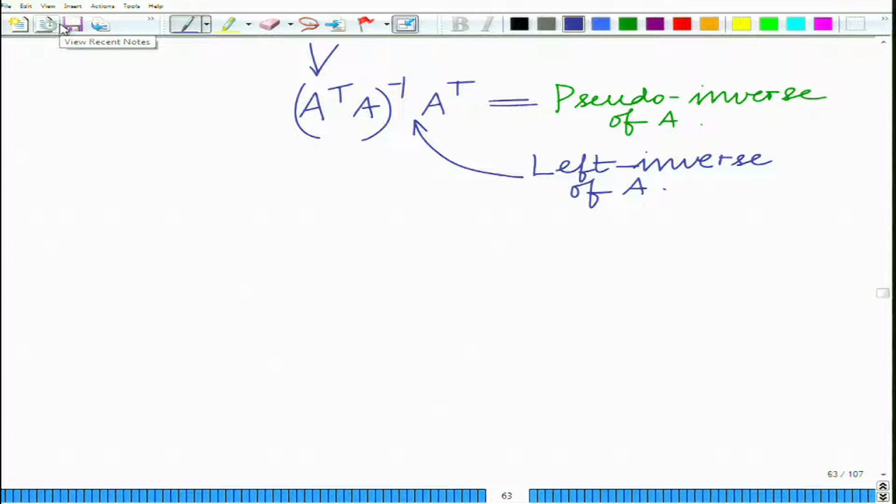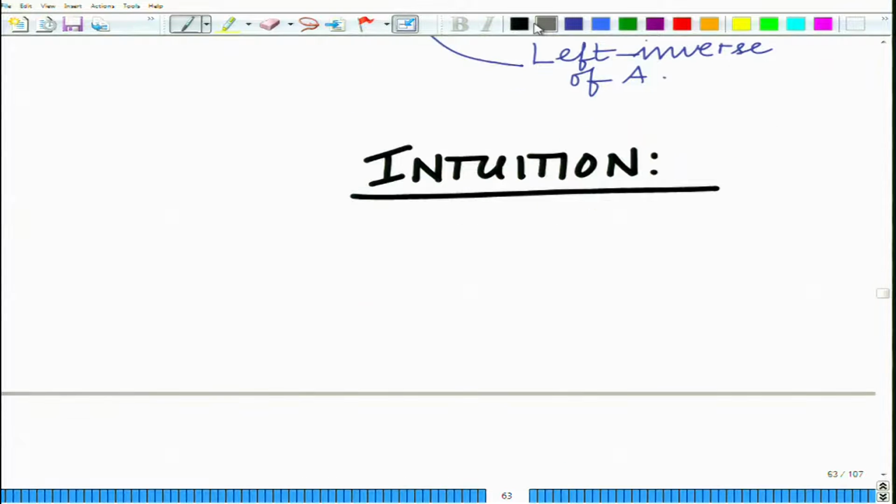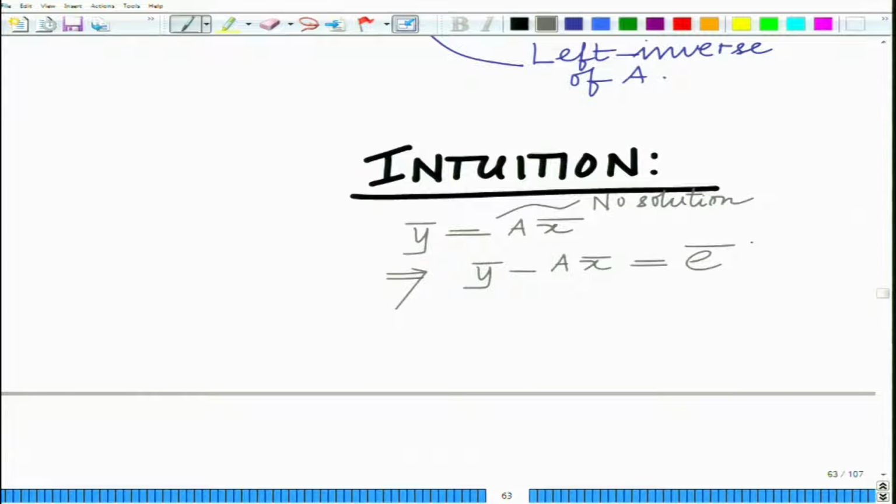Now, to explore this further and get some intuition behind the least squares solution, the intuition is very interesting. If you look at our problem, we have y bar equals A x bar, but we know that there does not exist any x bar, that is, this does not have any solution. This implies that no matter what x bar you choose, it will not satisfy y bar equals A x bar, which means y bar minus A x bar will always be non-zero, which can be denoted by a vector e bar.